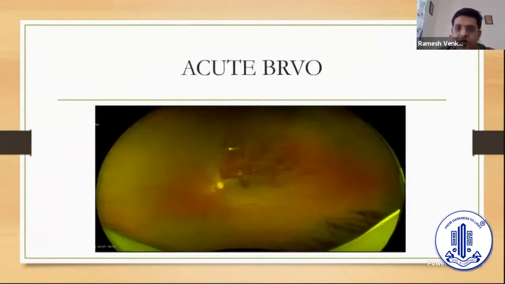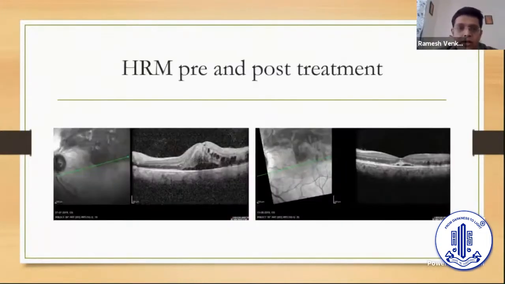So this is a patient with the acute supratemporal BRVO, and what we found is that there was a presence of subretinal hyperreflective material in addition to the subretinal fluid. And when we treated this patient with anti-VEGF, the visual acuity did not improve much because of the presence of the residual hyperreflective material which got accumulated underneath the fovea.